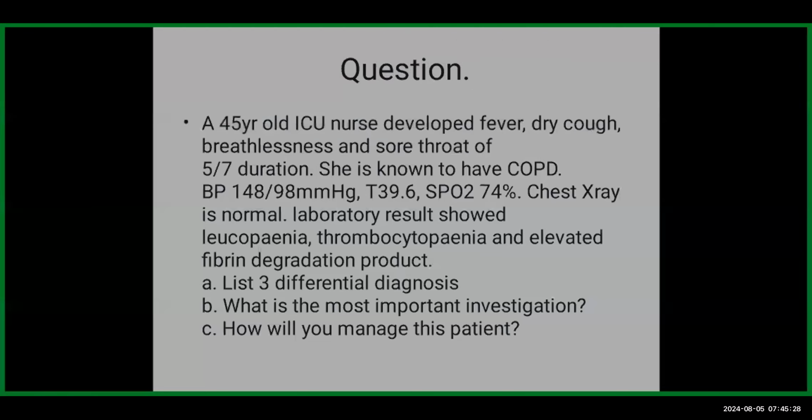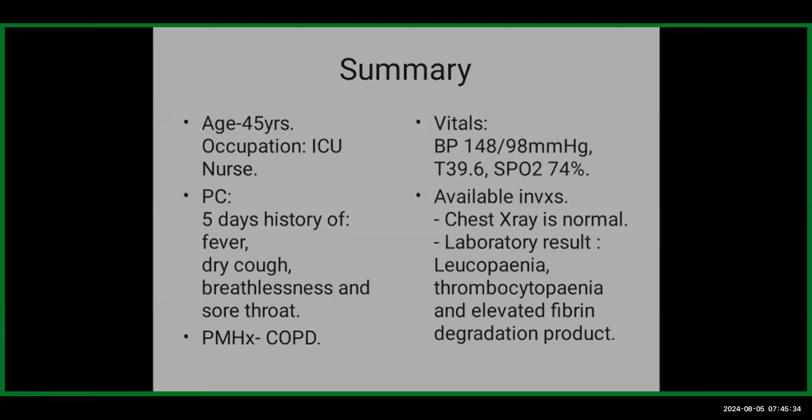What is the most important investigation, and how will you manage this patient? I will do a brief summary so that it can be clearer. The age of the patient was 45 years. Occupation is an ICU nurse and nurse practitioner. The present complaints were a 5 day history of fever, dry cough, breathlessness, and sore throat.